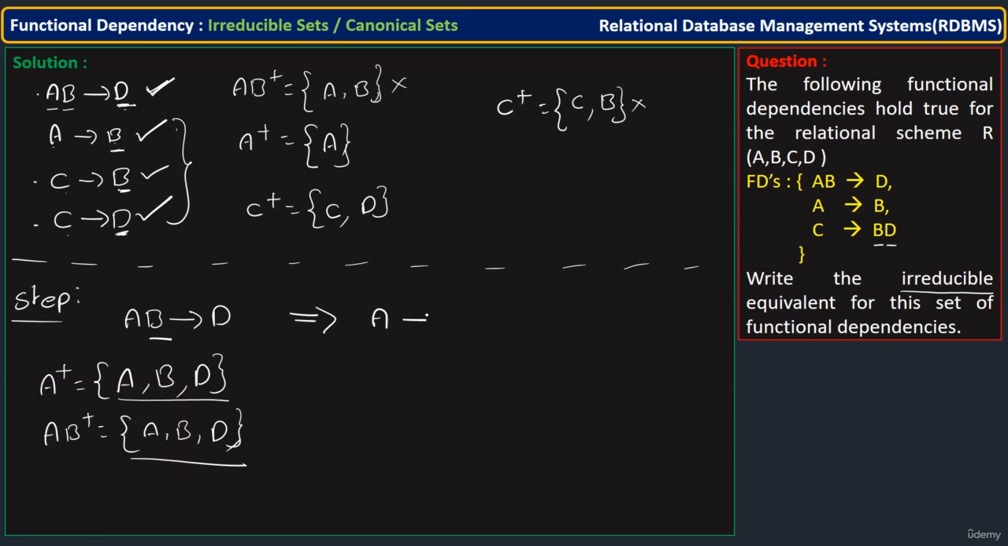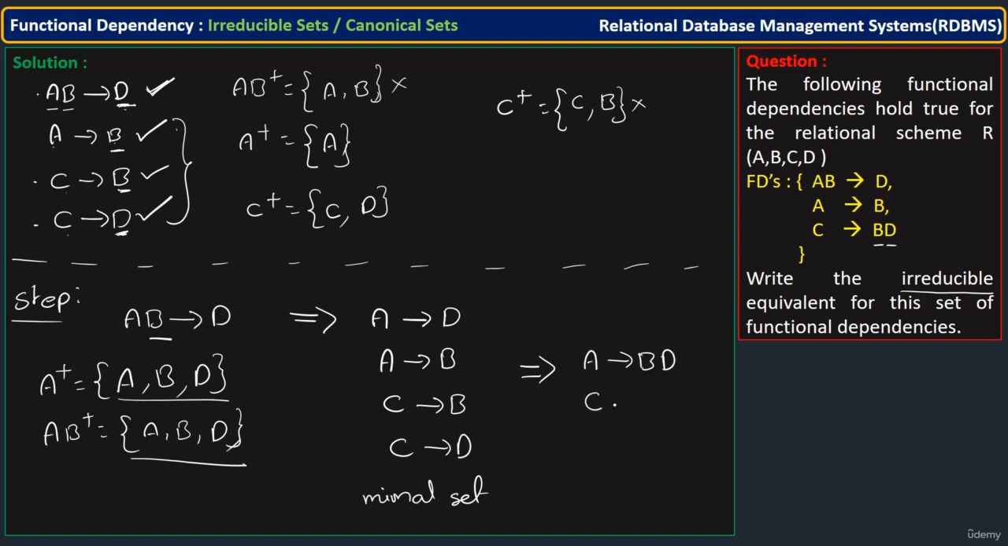So here A derives D, and the remaining are A derives B, C derives B, C derives D. This is the minimal set, since it cannot be reduced further. From this, by the union rule, A derives BD, and C derives BD. Both of them derive BD only. So this is the canonical form.